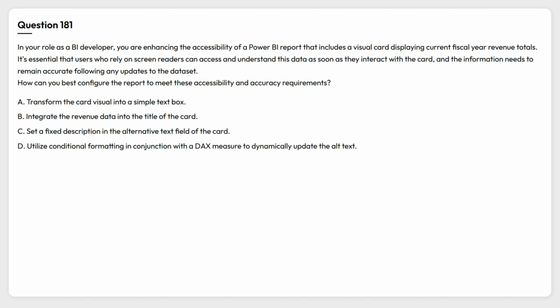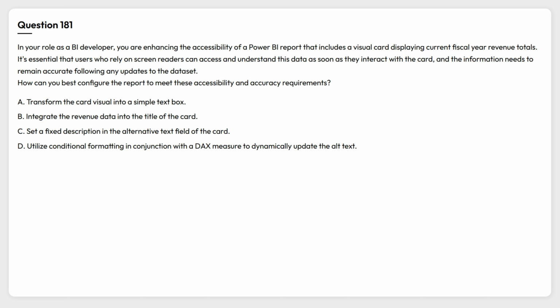Question number 181. In your role as a BI developer, you are enhancing the accessibility of a Power BI report that includes a visual card displaying current fiscal year revenue totals. It's essential that users who rely on screen readers can access and understand this data as soon as they interact with the card, and the information needs to remain accurate following any updates to the dataset. How can you best configure the report to meet these accessibility and accuracy requirements?